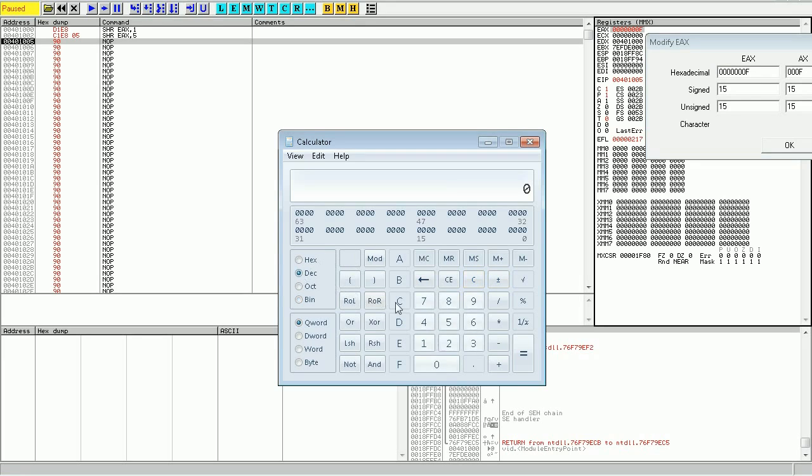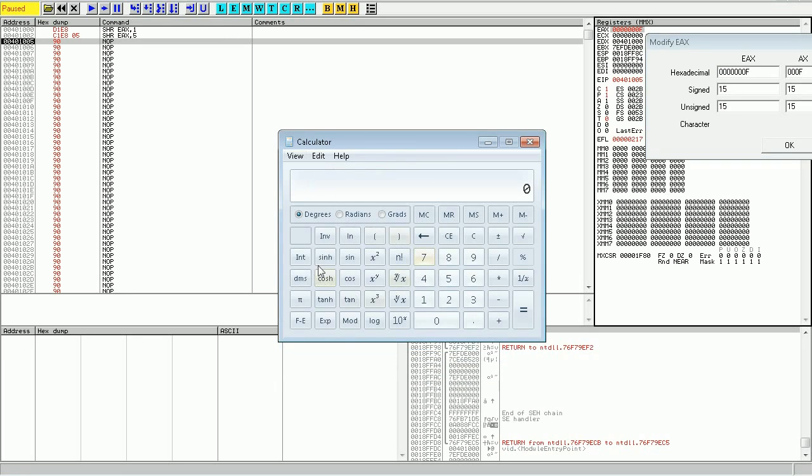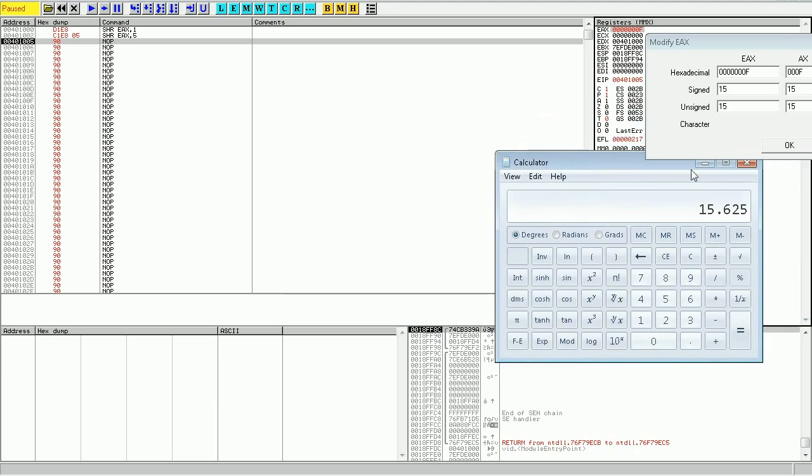Let's do some quick, simple math here really quick. I need a scientific calculator. 2 raised to the 5th power is 32. And 500 divided by 32 is 15.625. Well, would you looky there?